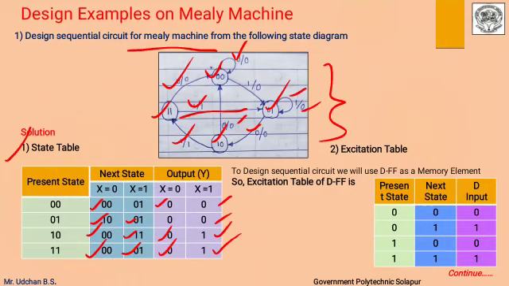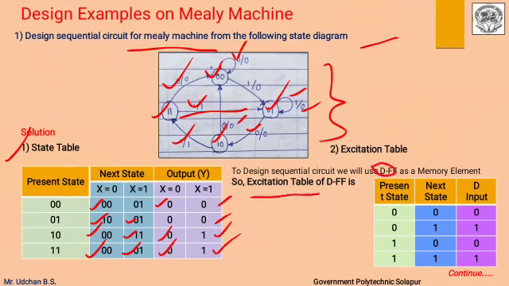So for the Mealy machine there are 3 blocks: input combinational logic block, memory element, and output combinational logic block. In place of the memory element we have to use flip-flops, but in the question it is not mentioned which flip-flop is supposed to be used. So we will use the D flip-flop as a memory element.